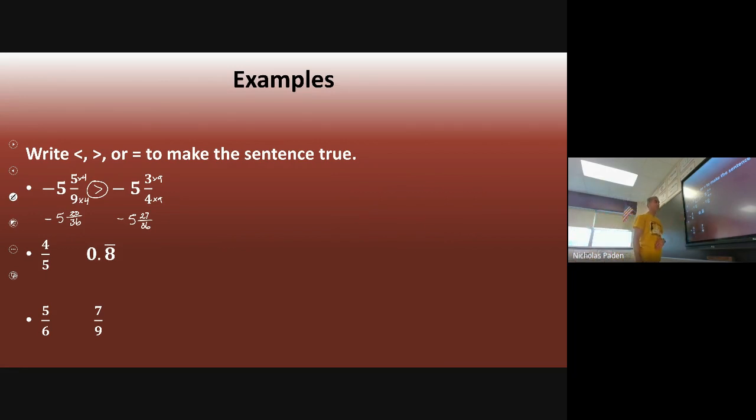Okay, next we've got 4/5 and 0.8 repeating. Now, if it is 0.8 repeating, it's going to be 0.888, and the 8 never stops. 4 over 5, if we change that to a decimal, that is just 0.8. What would come after that 8? Well, that would be 0.80, and it's just going to be zeros after that. So compare these two. 0.80 or 0.88. 888 or 800. Well, 0.8 repeating is going to be greater, because the 8s are all greater than the zeros there.